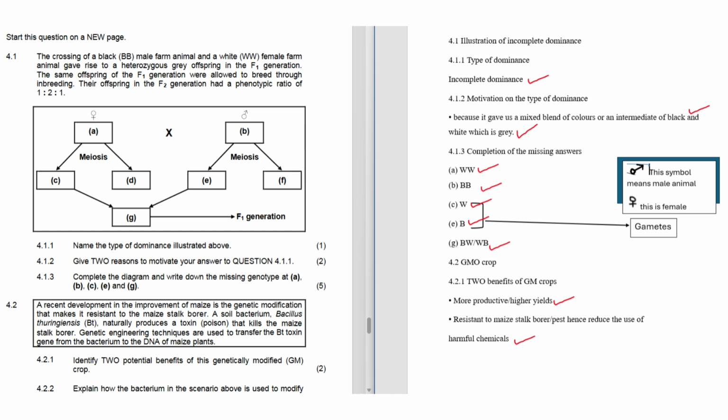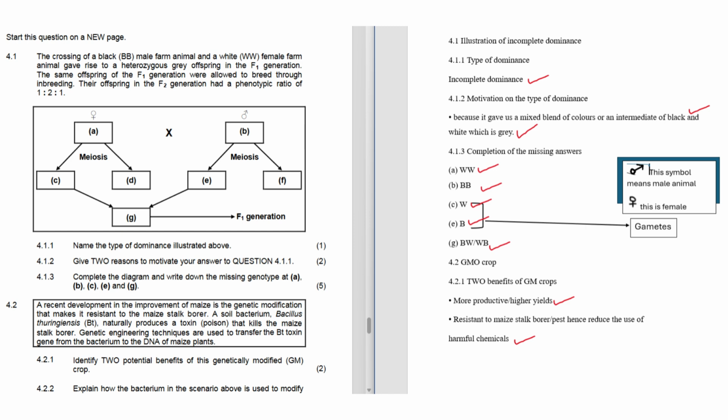4.2.1 Identify 2 potential benefits of this genetically modified crop. It prevents the maize stalk borer from eating the maize plant. Another point is that it helps to reduce damage to the maize. It improves the yield and the quality, meaning it stops yield losses.